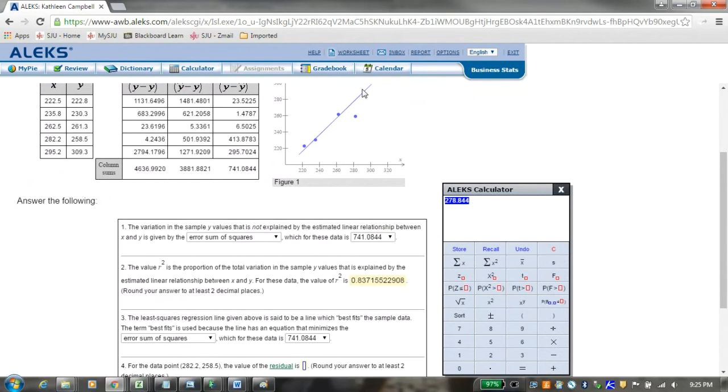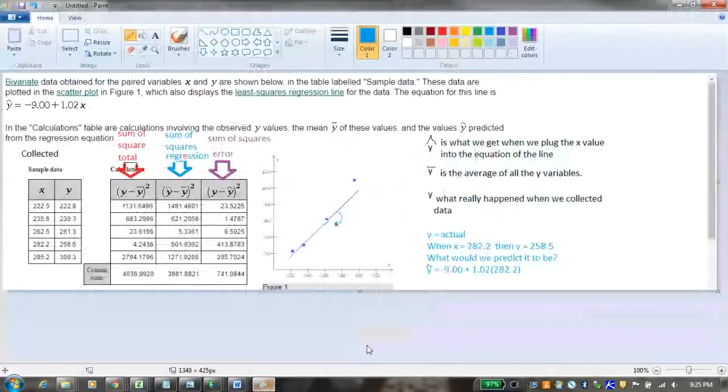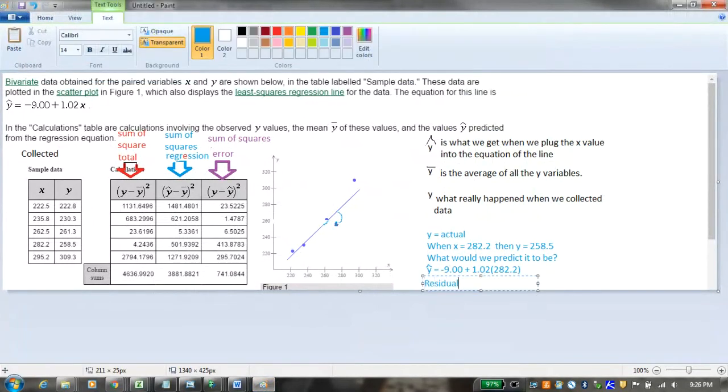My residual says, okay, here's what it is, and here's my line. So how far off am I? To get my residual, I take what actually happened minus what I would have predicted to happen. So what actually happened was 258.5 minus my prediction of 278.884. And so it's telling me I'm below the line by 20.334. So your residual is your actual minus your predicted. And that's it.